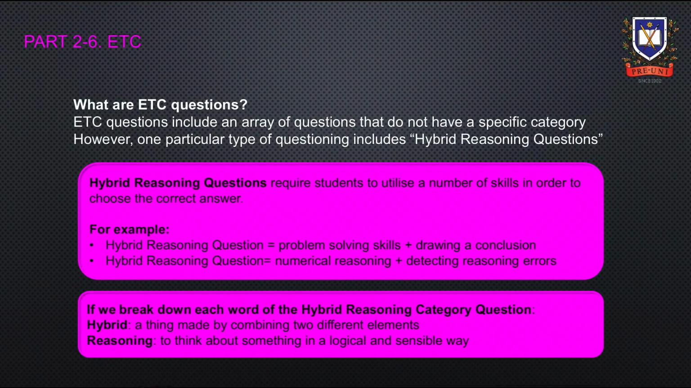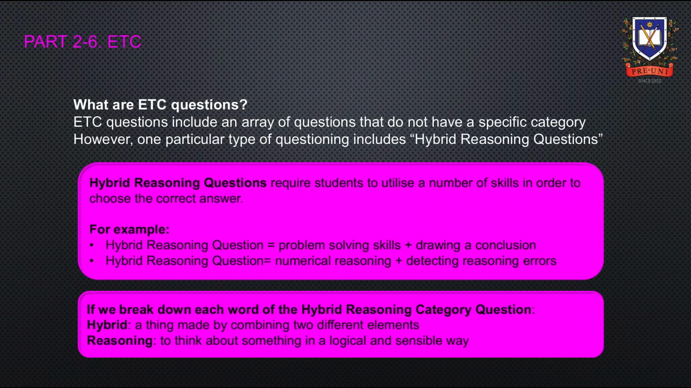What are "etc." questions? "Etc." questions include an array of questions that do not have a specific category. However, one particular type of questioning includes hybrid reasoning questions. Hybrid reasoning questions are questions that require students to utilize a number of skills in order to choose the correct answer. An example could be using problem-solving skills in order to draw a conclusion. In other instances, numerical reasoning may be required in addition to the standard critical thinking skills.